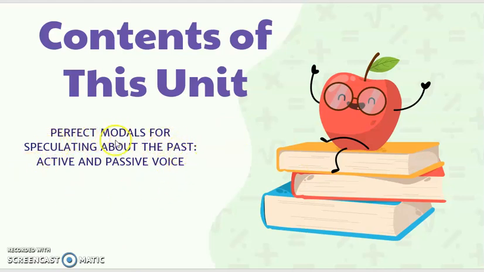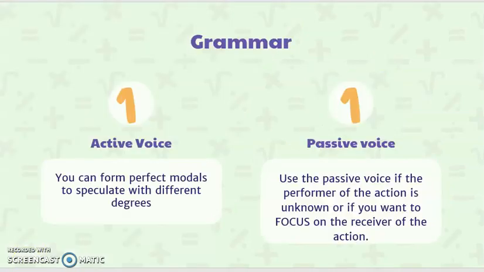We are going to learn about active and passive voice. Let me explain a little about this grammar. For active voice, you can form perfect modals to speculate with different degrees. In passive voice, use the passive voice if the performer of the action is unknown or if you want to focus on the receiver of the action. You notice the difference?